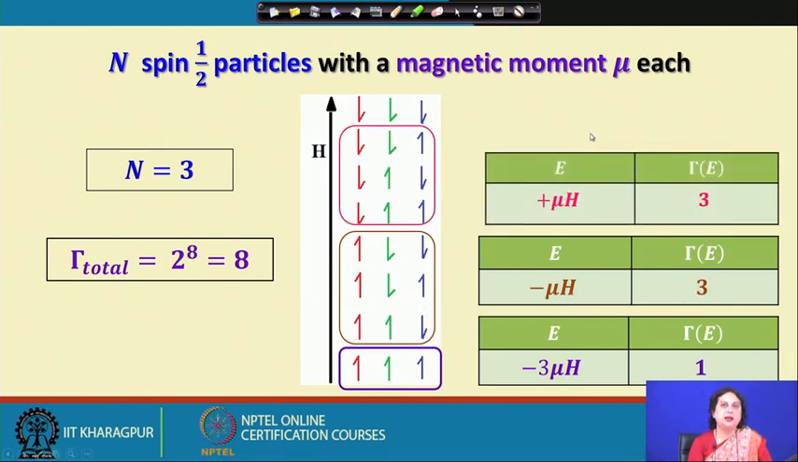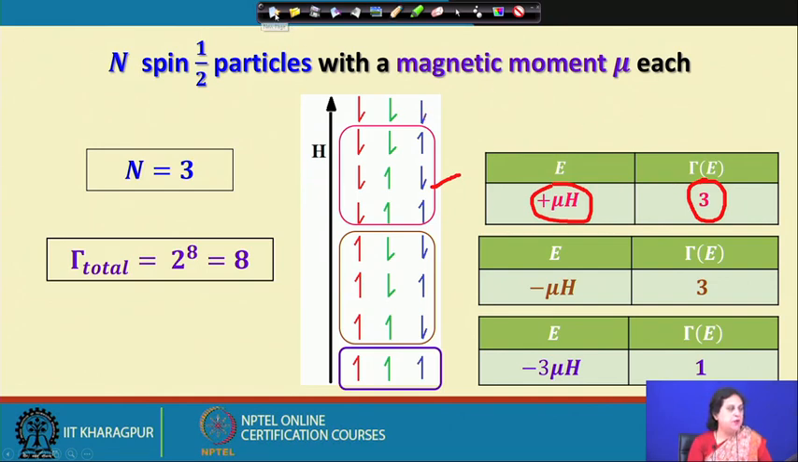The next set corresponds to E equal to plus mu h. Now, E equal to plus mu h tells you that the microscopic states must correspond to 2 spins down and 1 spin up. That is exactly what has been shown in this set of microstates, and once again you see that there are 3 such microstates possible, giving you the gamma value equal to 3.